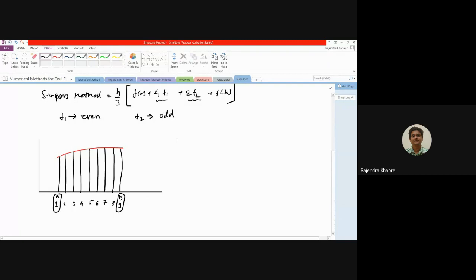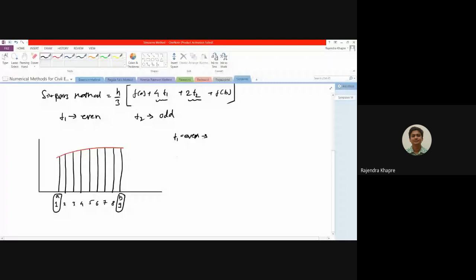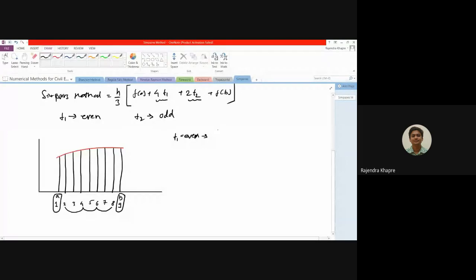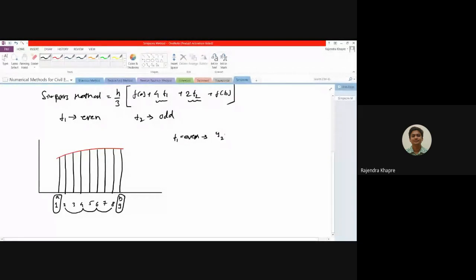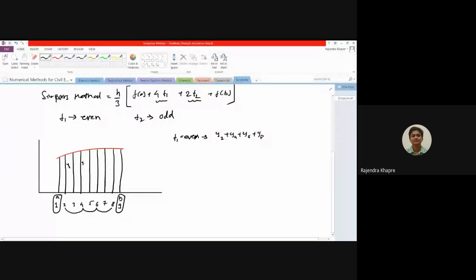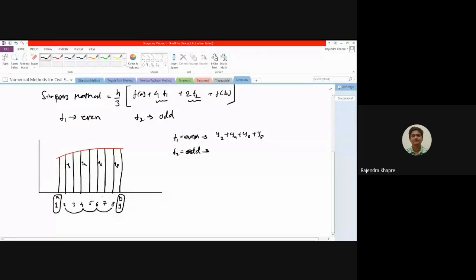So this T1 is nothing but the even terms. Even terms means you have 2, 4, 6, and 8. So here the T1 term is y2 plus y4 plus y6 plus y8, where this column is y2, this column is y4, this is y6, and this column is y8, whereas your T2 is nothing but the sum of odd terms. Odd terms are nothing but 3, 5, and 7.